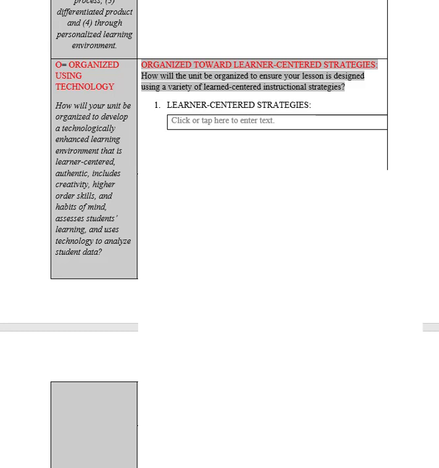Here you will answer the question, how will the unit be organized to ensure your lesson is designed using a variety of learner-centered instructional strategies? You can write the different ways your unit will be learner-centered here.